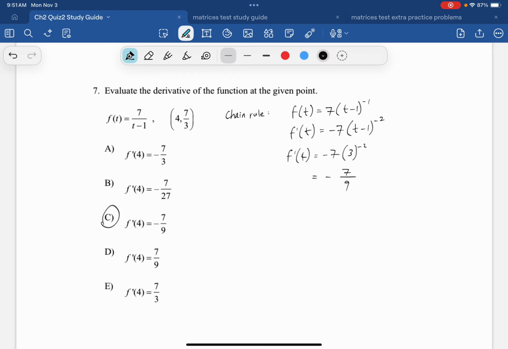I could have also done this using quotient rule, because I do have a fraction here, right? And so f prime of t is just going to be low d high minus high d low. So t minus 1, low d high, derivative of 7 is 0, so t minus 1 times 0, minus high d low, so minus 7 times the derivative of t minus 1, which is 1, all over low squared, so t minus 1 squared. And that simplified is just negative 7 over t minus 1 squared. And you can verify that these are the exact same, so we get the same answer.